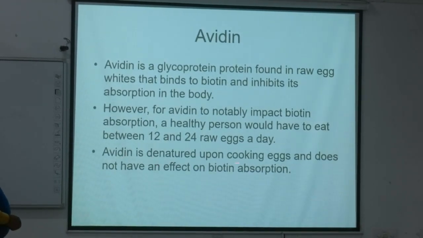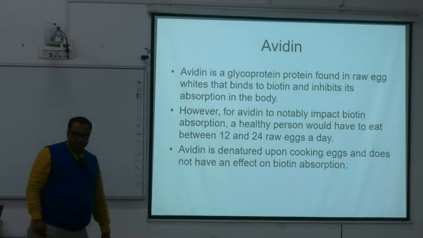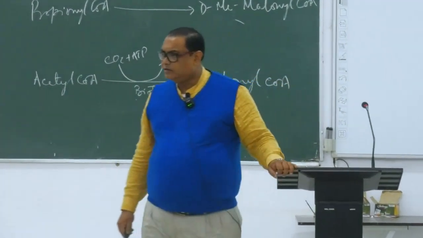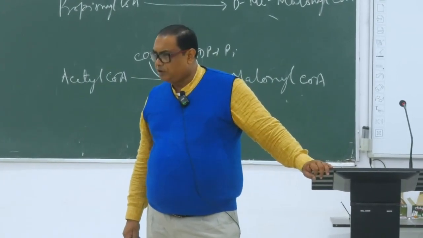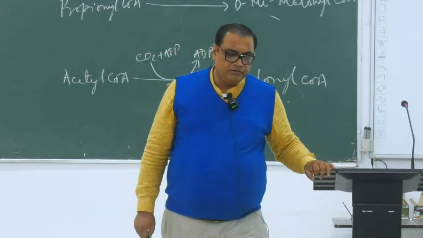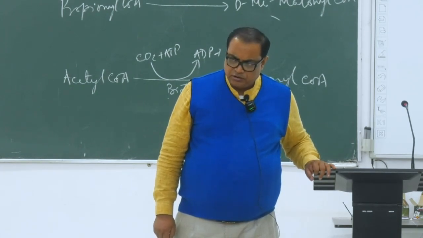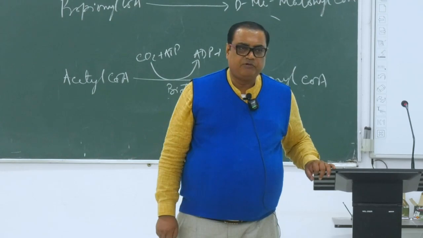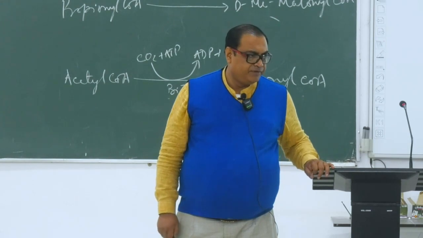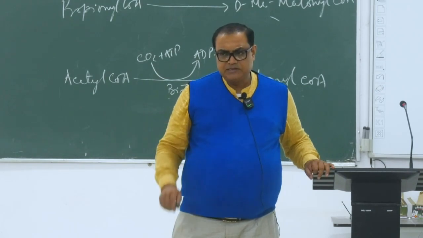But avidin is denatured upon cooking eggs and does not have an effect on biotin absorption. So that means if we boil the egg, we can destroy avidin, and boiled egg yolk will contain biotin. Yes, it will be destroyed to some extent, but not wholly. That's why eating half-boiled egg has come into practice, because it mostly, about 90%, denatures the avidin, but biotin remains unharmed.